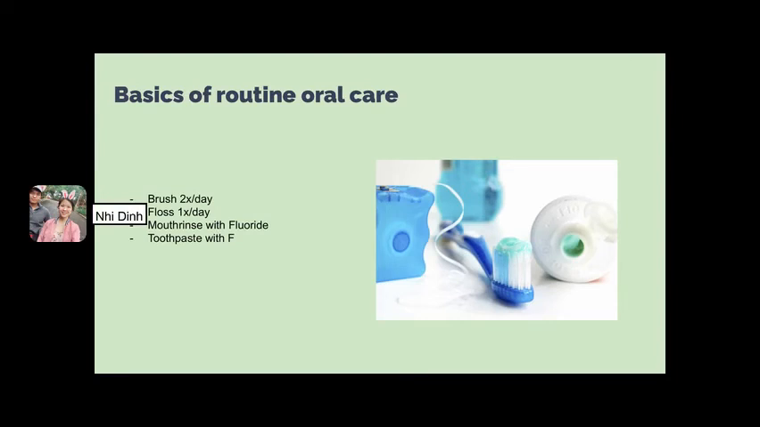Maintaining a good routine of home care is really important to control plaque and protect your teeth against cavities, infections, and tooth loss. It includes brushing your teeth at least 2 times a day, flossing your teeth at least 1 time a day, mouth rinse with fluoride, toothpaste with fluoride, and a tongue scraper to clean the bacteria on the tongue.